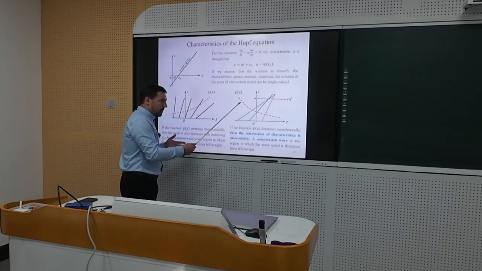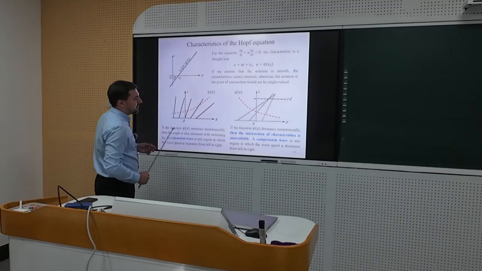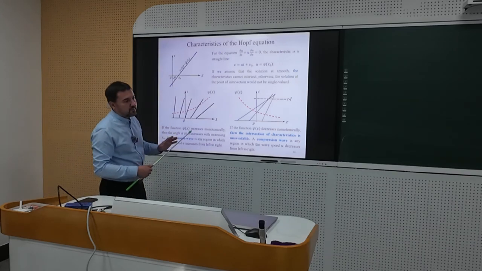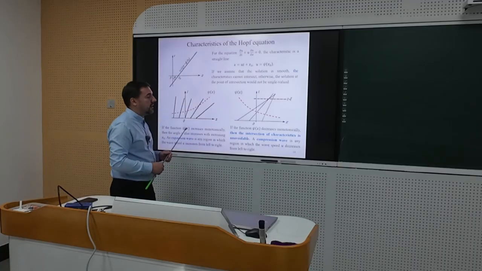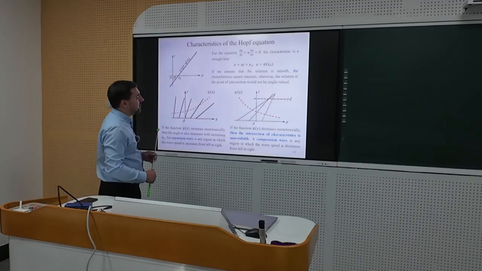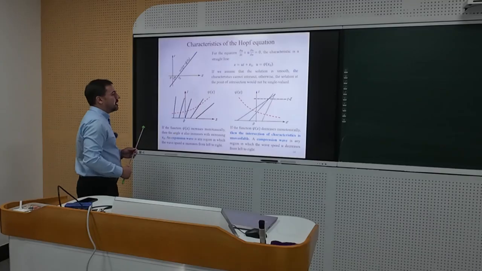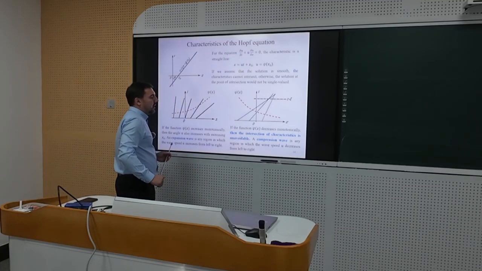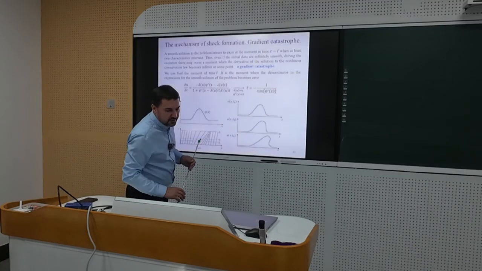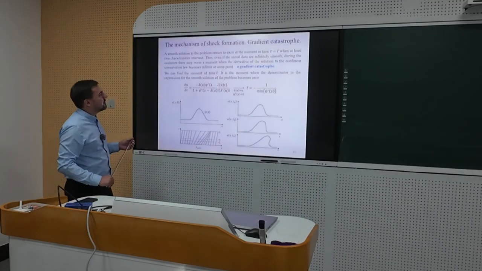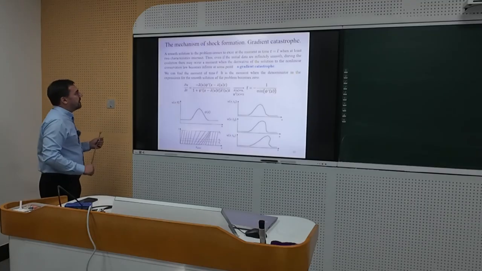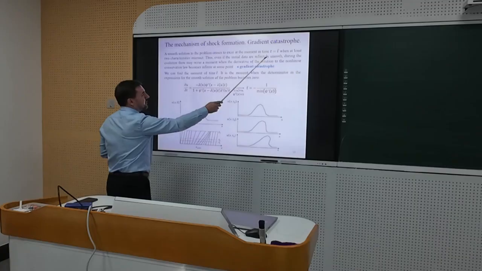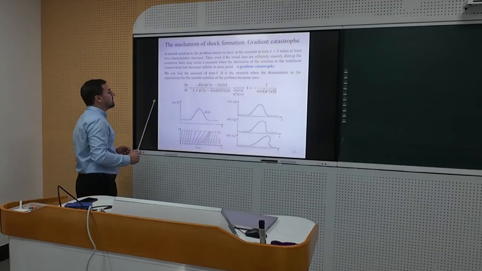The situation when the characteristics intersect corresponds to the mechanism of the formation of shock waves for Euler equations. This situation is also called gradient catastrophe. But actually, we can find this t bar value and analyze this gradient catastrophe in more detail. A smooth solution to the problem ceases to exist at the moment in time t equals t bar, when at least two characteristics intersect.